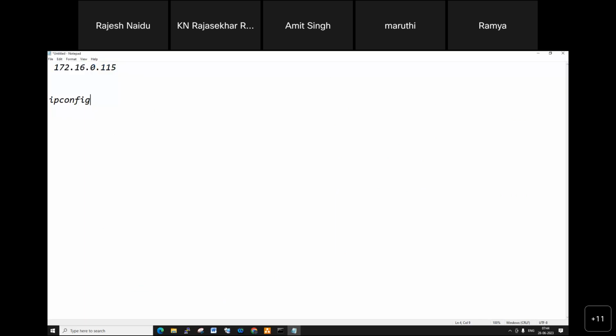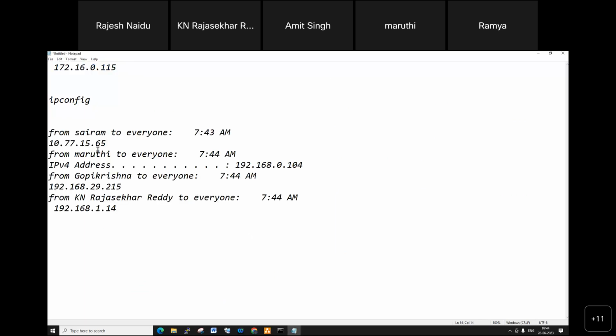See here, I'm pasting the chat. Sairam, his IP address is 10.77.15.65. And Maruti, your IP address is 192.168.0.104. Gopi Krishna, your IP address is 192.168.29.215. And Rajashekar, 192.168.1.4. And a few more people have pinged. Let me take them here.